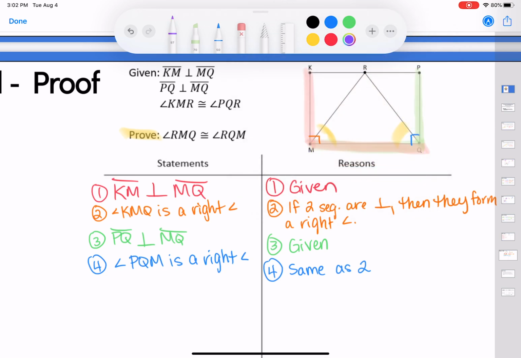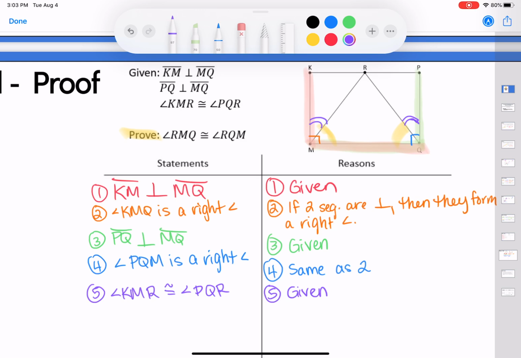All right, what's the next one I have then? My next step is step 5, angle KMR is congruent to angle PQR. Angle KMR is congruent to angle PQR. So these guys right here are congruent. Oh, and I'm trying to prove that those two highlighted angles are congruent. So sometimes, gotta write given is my reason here. I would have forgotten. So sometimes it helps to have that highlighted, right?